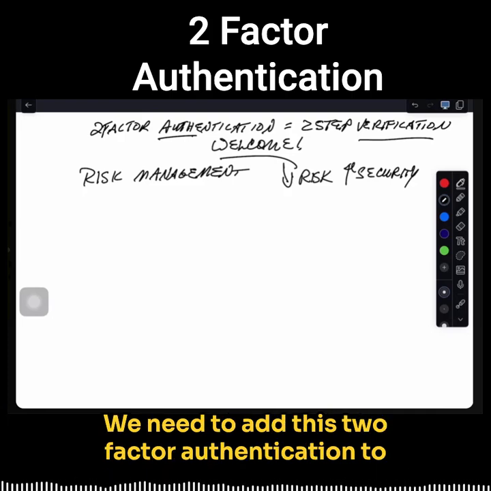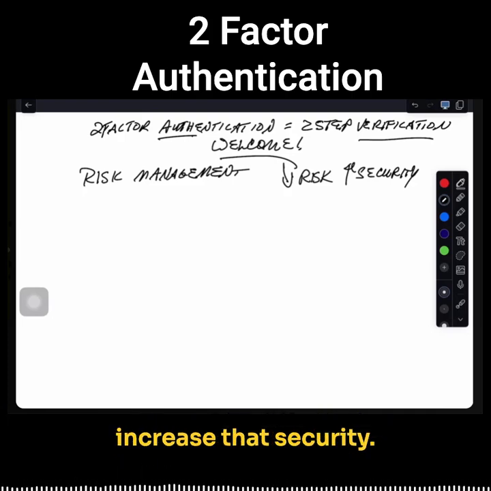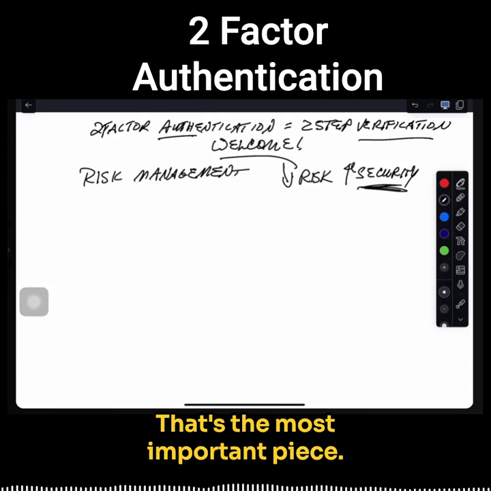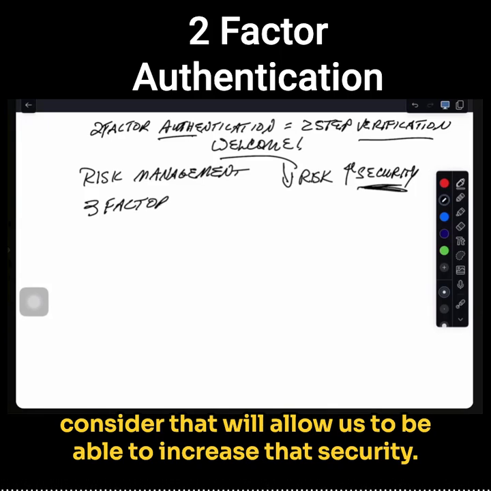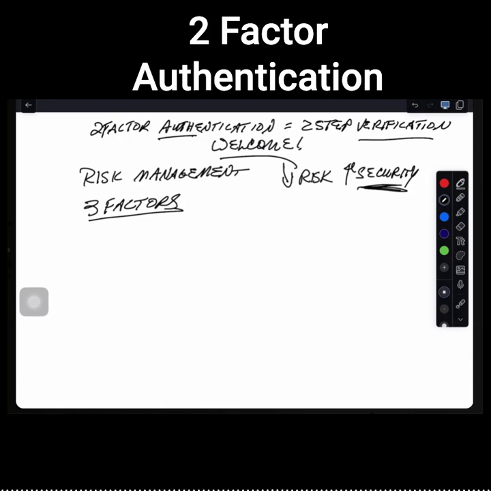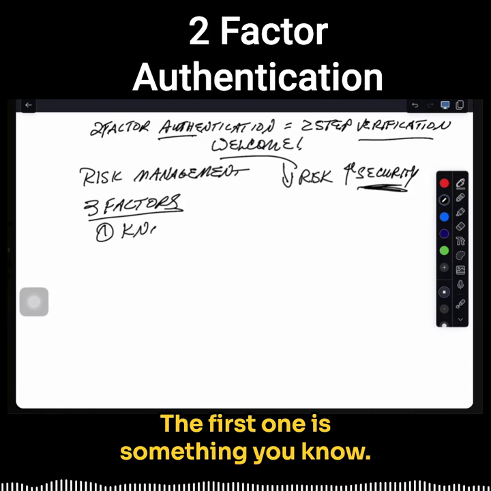Okay? So the goal here is to be able to manage our risk. We need to add this two-factor authentication to increase that security. That's the most important piece. So in order to do that, there are three factors that we can consider that will allow us to increase that security. The first one is something you know.